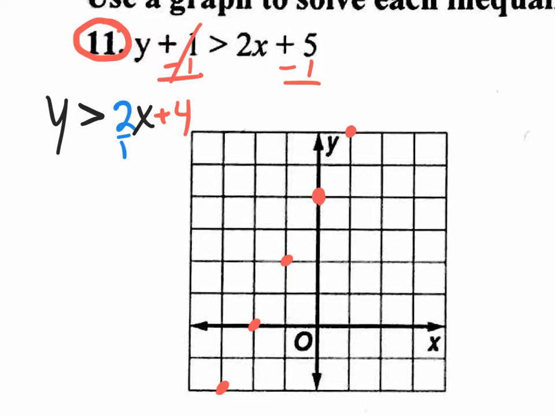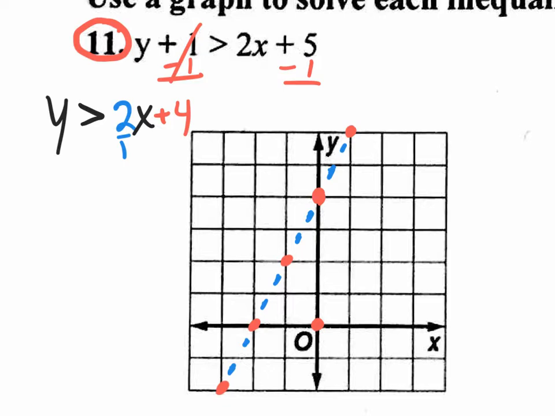Now, is this going to be a solid line or a dotted line? Dotted, because there's no solid line underneath it. So it's going to be a dotted line. Put some dots between the dots. And again, we need to shade in either one side or the other side. Caden, what's the easiest point to check? 0, 0. Let's test the point 0, 0.